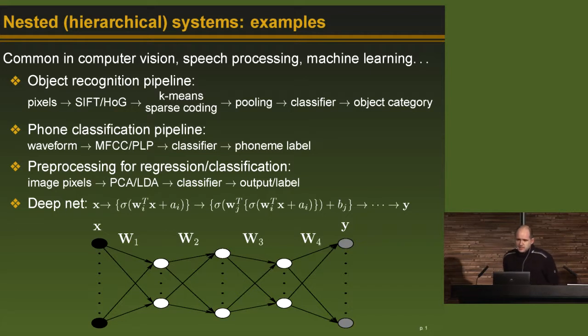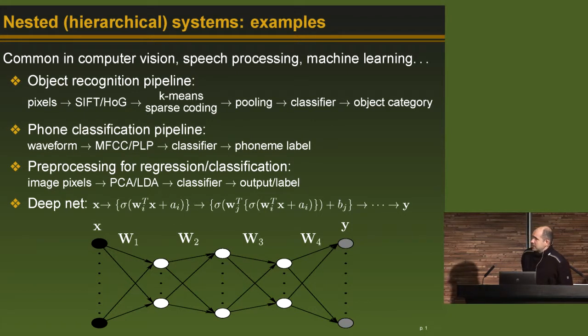And what they do is they apply a sequence of transformations, a sequence of processing stages to the input data in order to achieve some result. For example, in object recognition, you typically have pipelines of the type starting with the pixels, you construct some features there like SIFT, then you apply sparse coding or something like that, pooling, and eventually there is a classifier that outputs an object category. In phone classification, in speech, same thing. Starting from the waveform, you construct features such as MFCCs, and then you classify that.